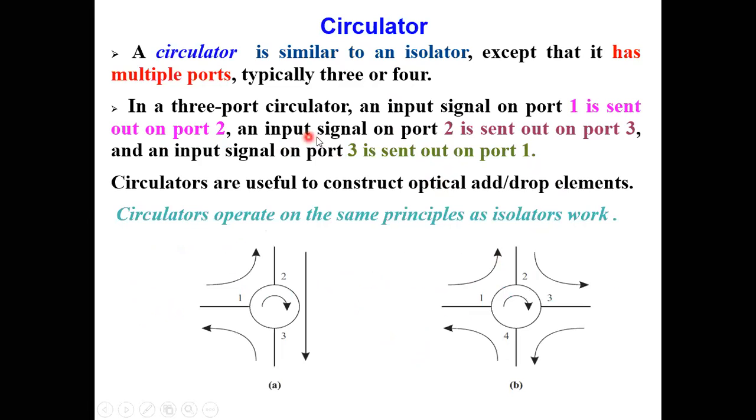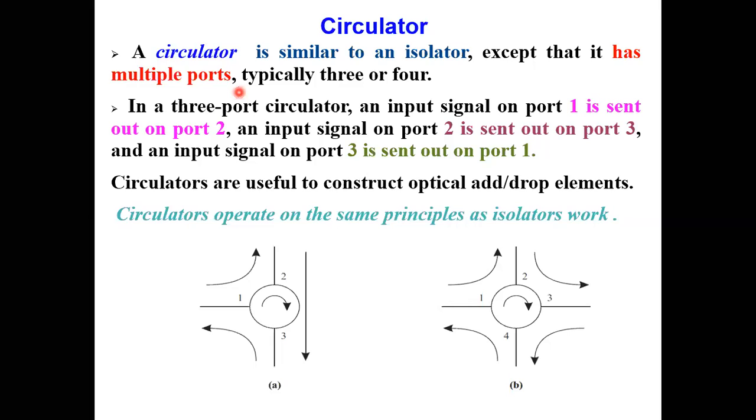Now come to the circulator. A circulator is similar to an isolator except that it has multiple ports. What happens in an isolator is I have one incoming port, the signal comes, passes through the isolator and goes to the outgoing port. So I need only one incoming port and one outgoing port, and the isolator is constructed in such a way that the signal goes out of the output port. There is no way the signal from the output port will enter back towards the input port. So I require only 2 ports in the case of an isolator.